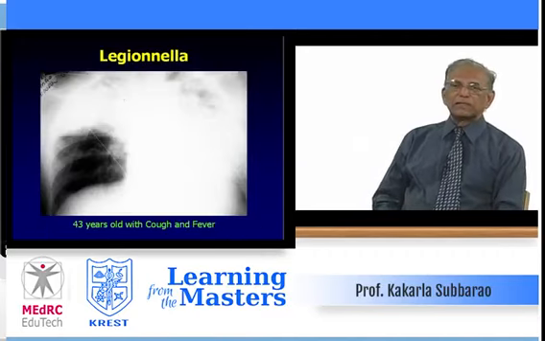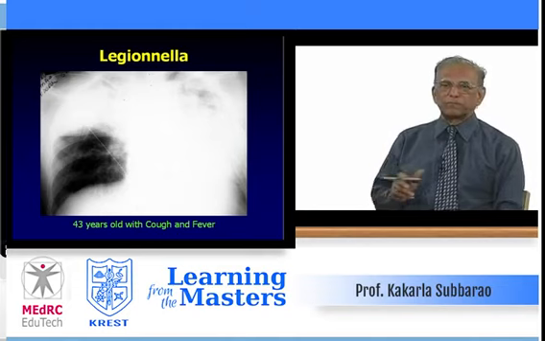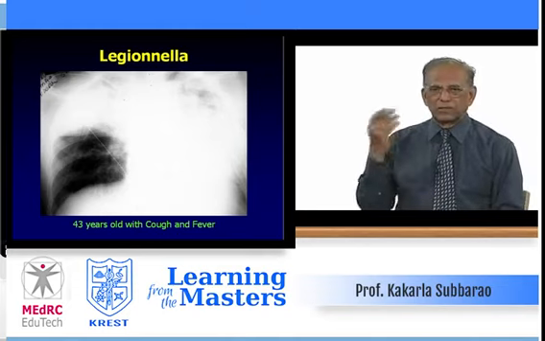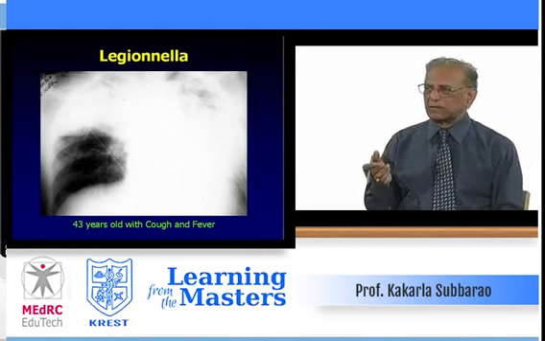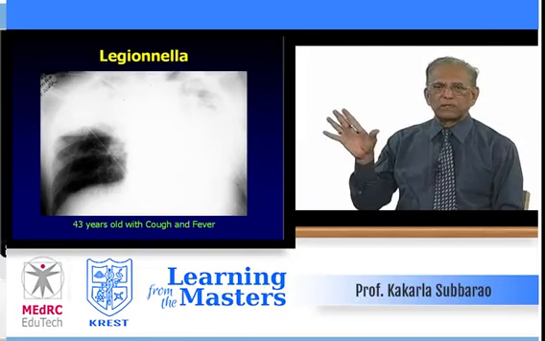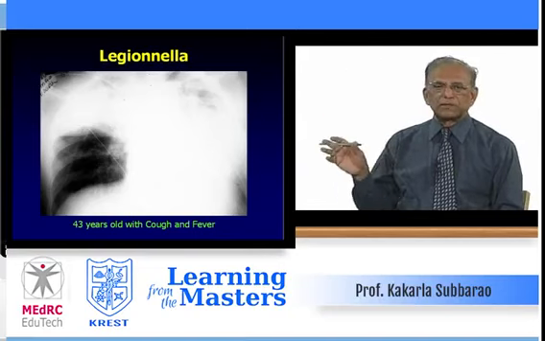Now we come to Legionella pneumonia. Generally, the organism comes from air-conditioned rooms, from the air conditioner itself. This 43-year-old person comes with cough and fever. Lo and behold, we take a radiograph: bilateral patchy opacities.